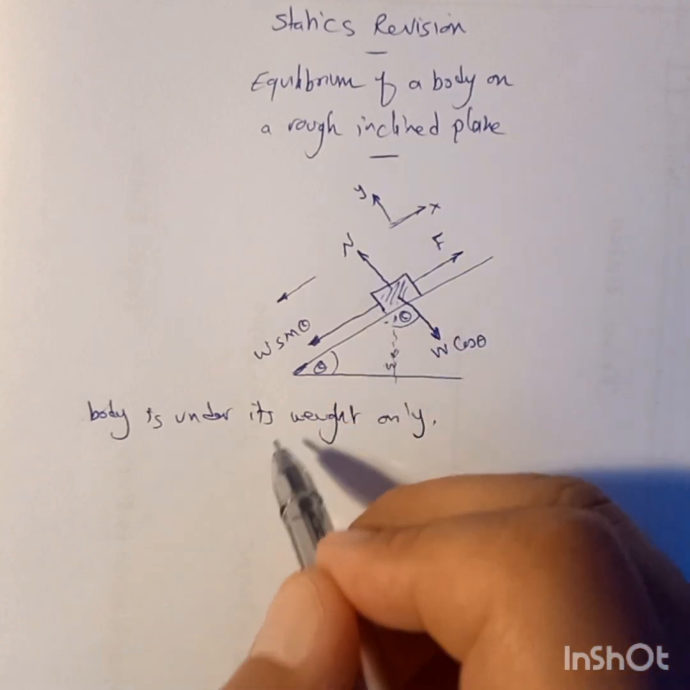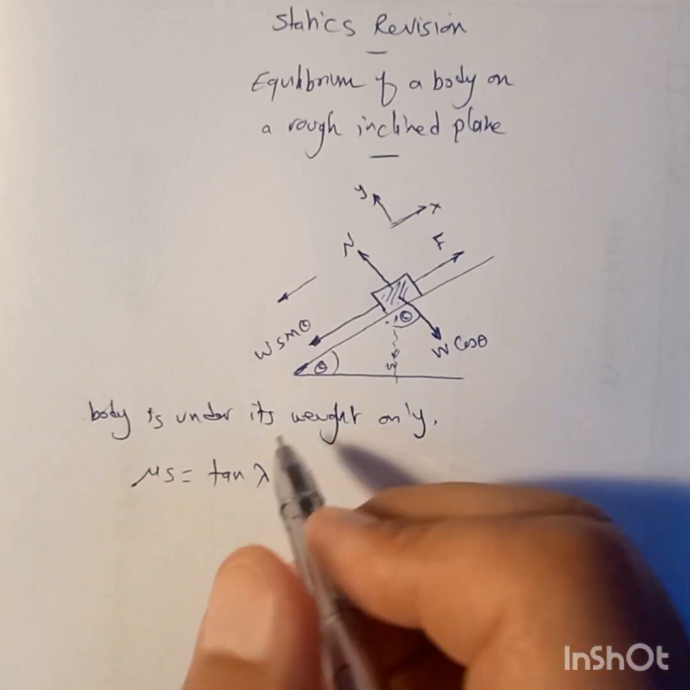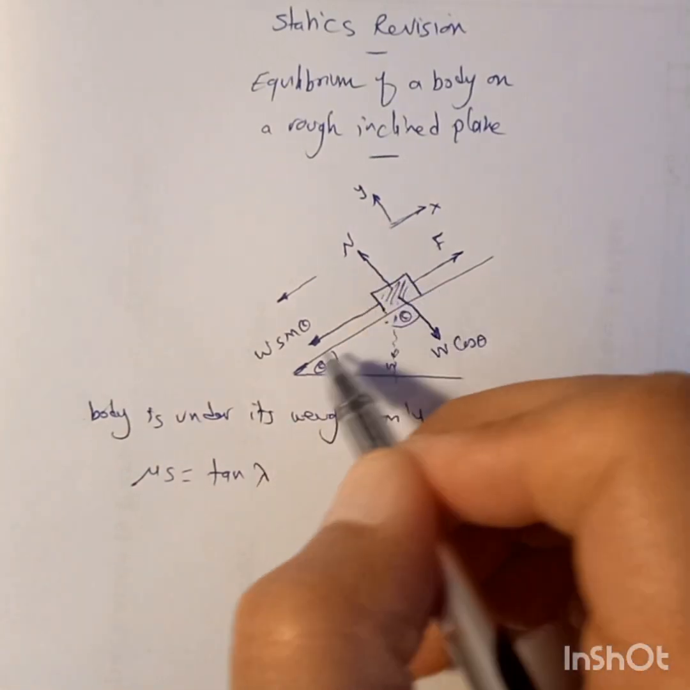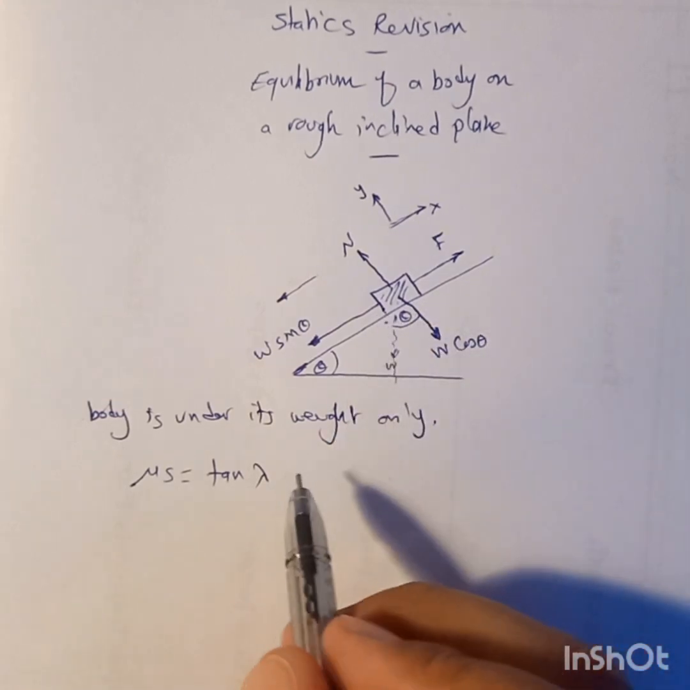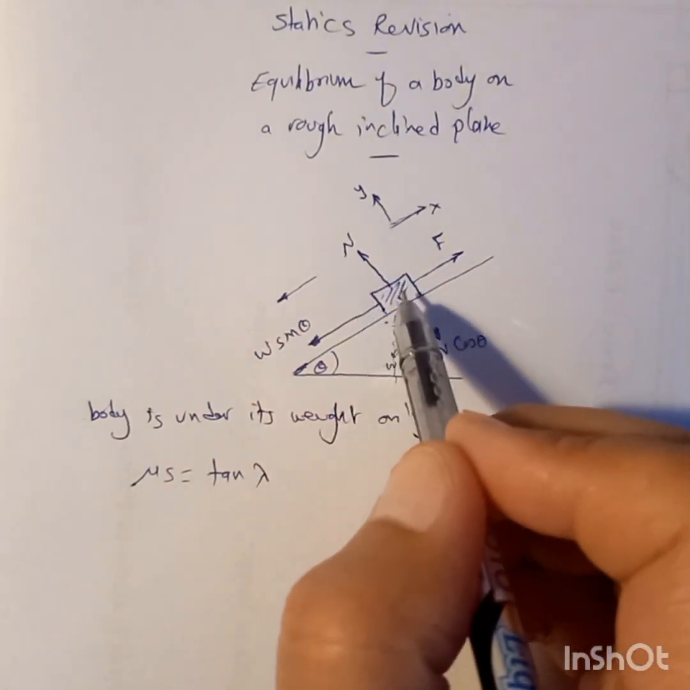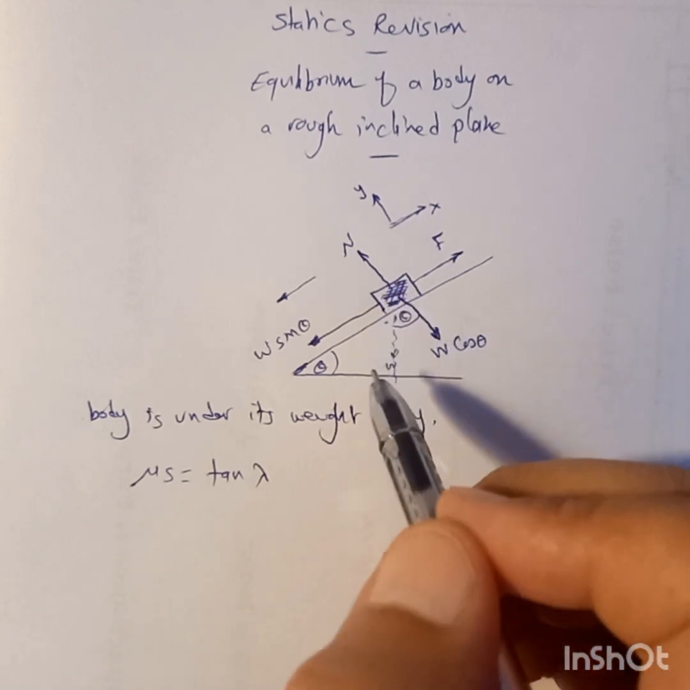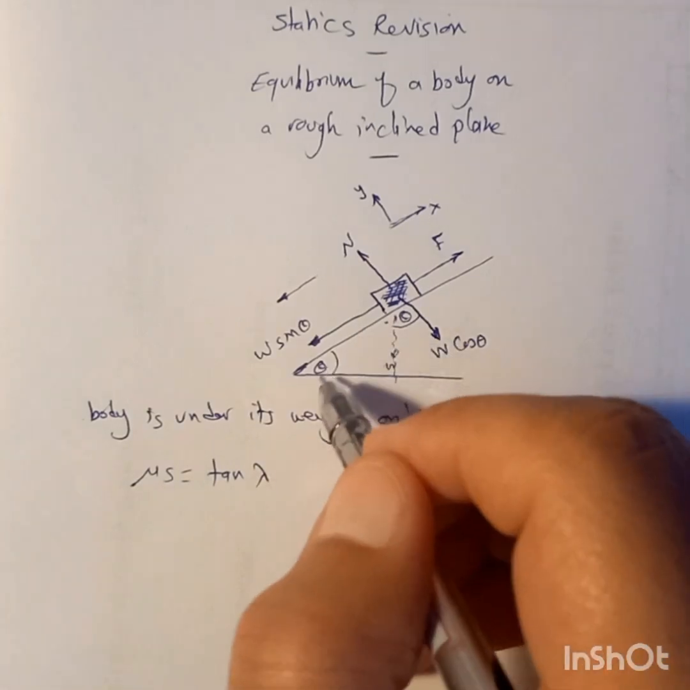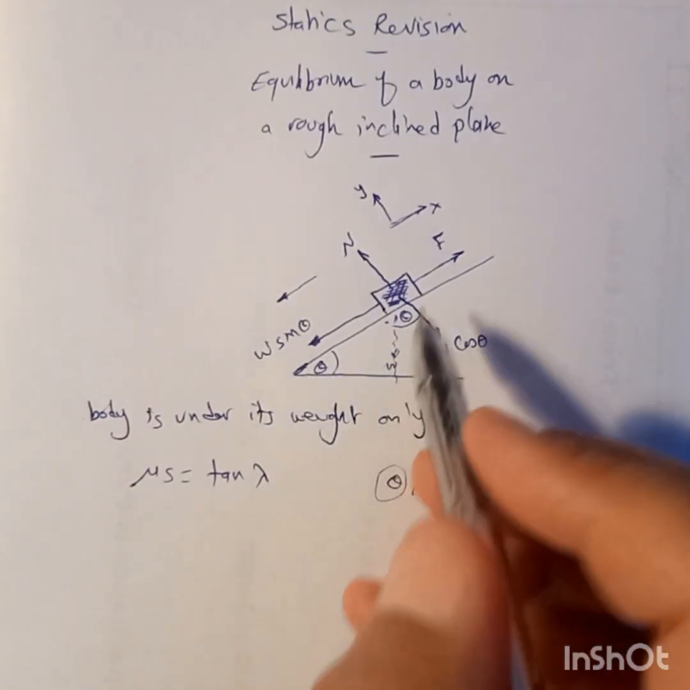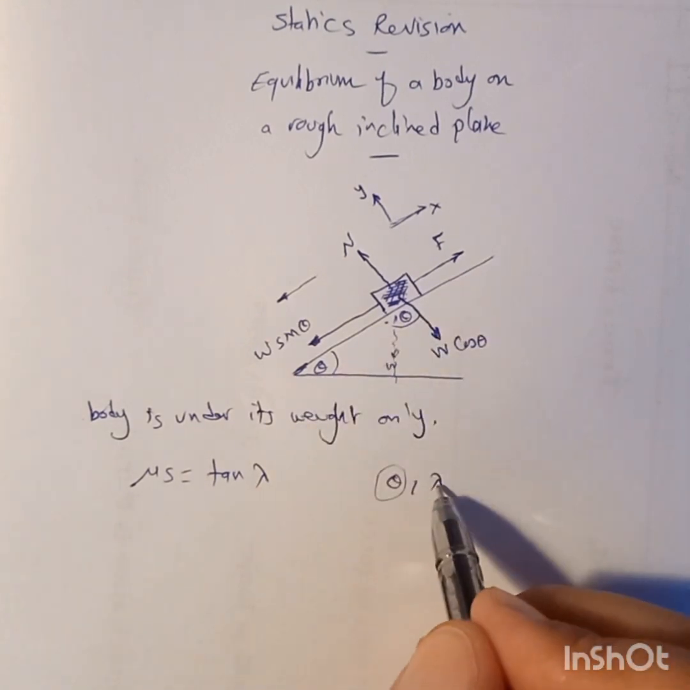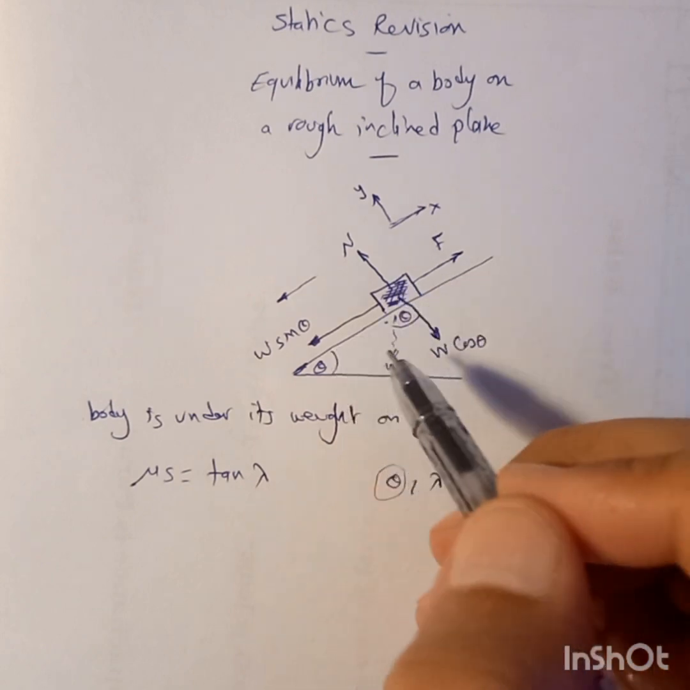We don't have any external forces acting upon this body. In this case we have mu s equals tan lambda, where lambda is the friction angle between this body and the rough inclined plane. Here we have three cases for this body, according to the comparison between theta and lambda. Theta is the inclination angle of this rough inclined plane to the horizontal, and lambda is the angle of friction between this body and this rough inclined plane.